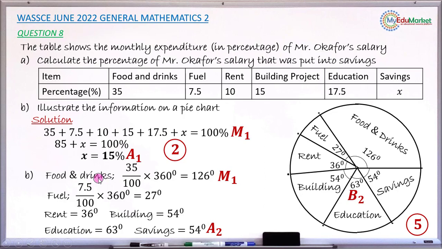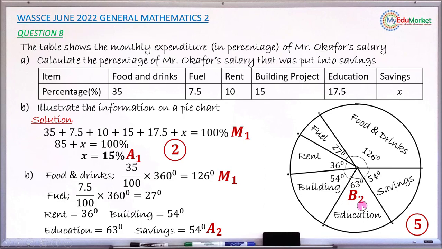Moving to question number 8B, the very first mark is method 1 mark, and you have this method 1 mark in attempt to calculate the angle. If you are now able to write any of those items, it is percentage divided by 100 multiplied by 360, you have this method 1 mark. And when you now calculate all the 6 angles correctly, that is, you have 126, 27, 36, 54, 63, and 54, if all the 6 angles are calculated correctly, you have this accuracy 2 marks.